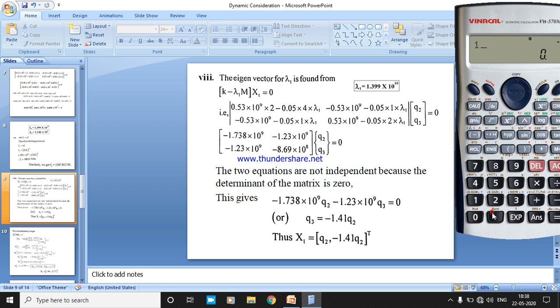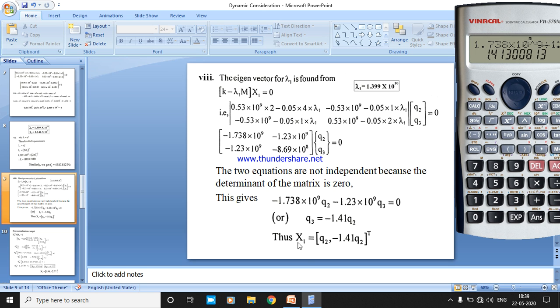So 1.738 into 10 raised to 9 divided by this value 1.23. Not multiply, again divide, because this total value goes to the denominator, this into this. Or you can use the bracket there. I am not using the bracket directly, I am substituting there. So can you see here 1.41 into Q2, the minus value remains the same. So minus 1.41 Q2.